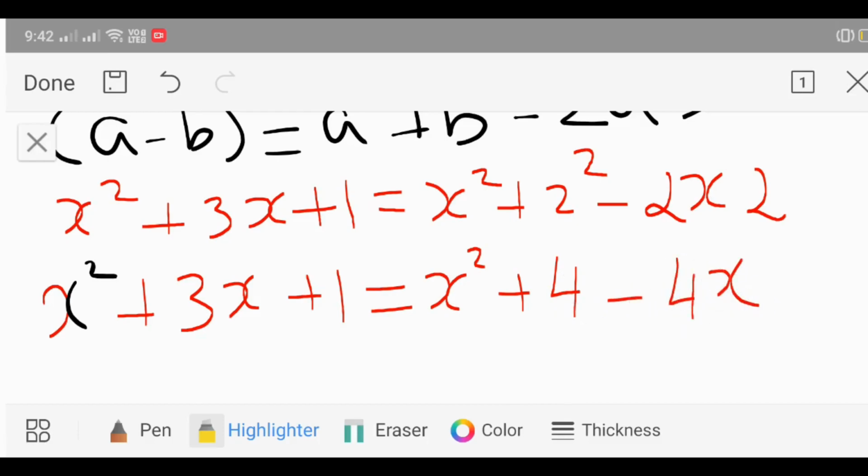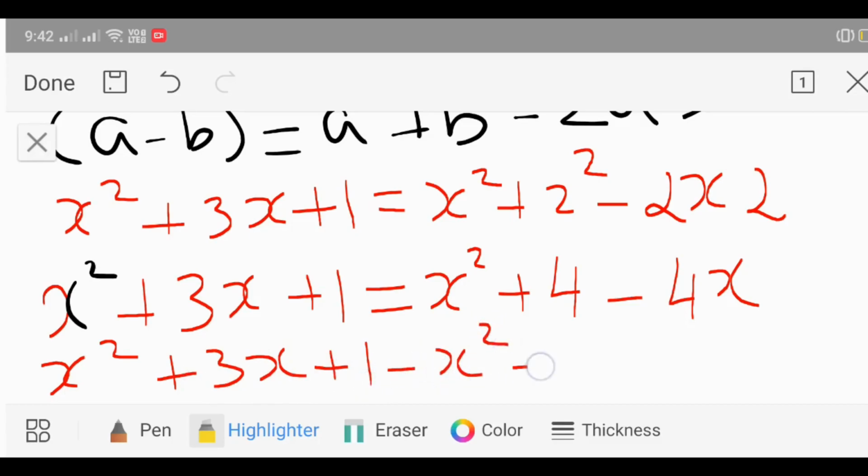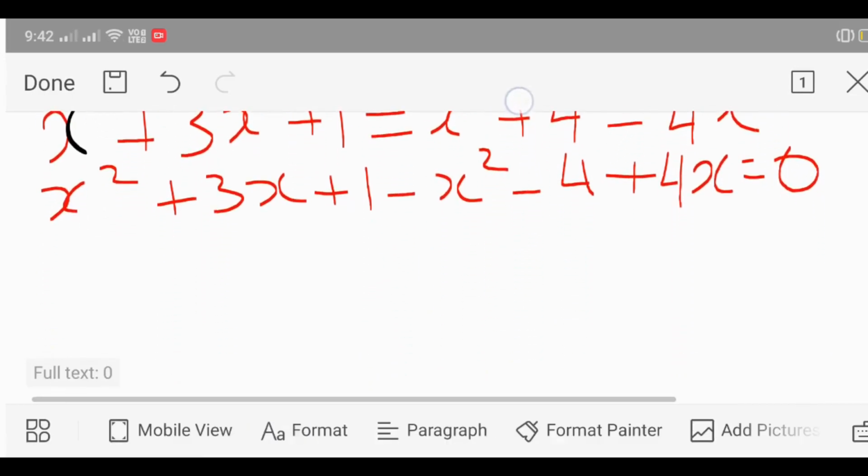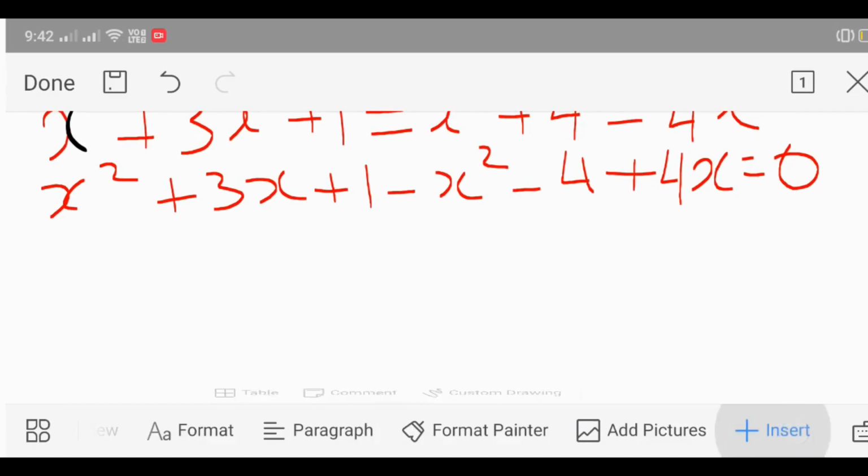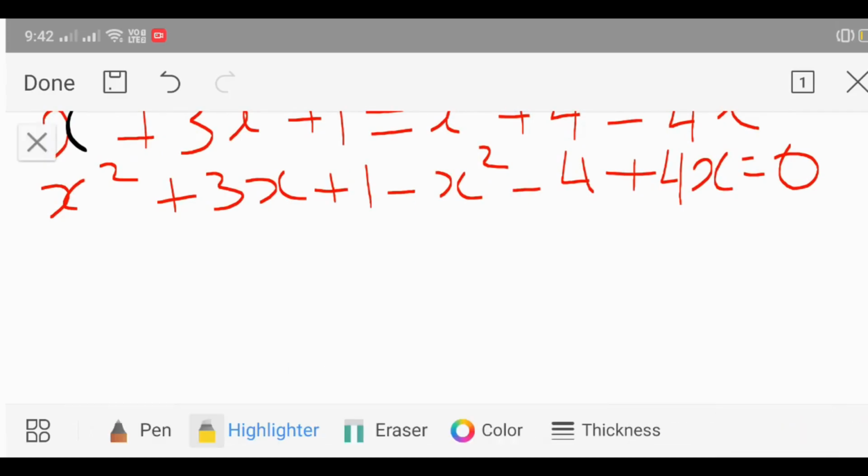Now we need to bring the right side to the left side. So x squared plus 3x plus 1 minus x squared minus 4 plus 4x equals 0. Now we need to simplify, we need to cancel the x squared terms. Here, x squared minus x squared will be cancelled.